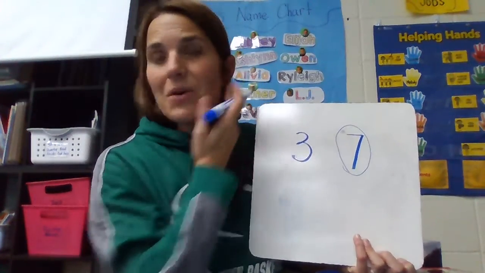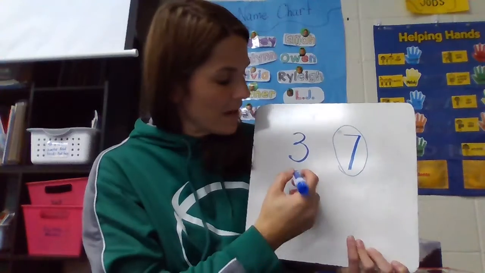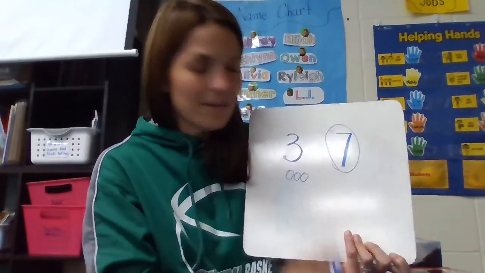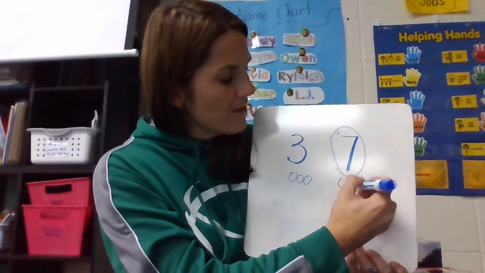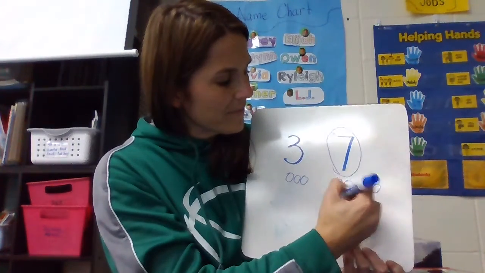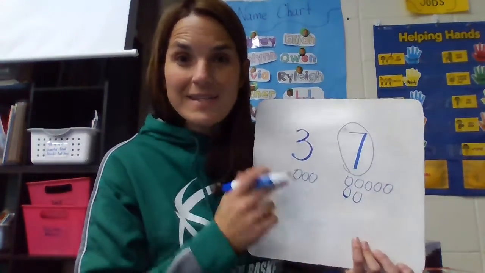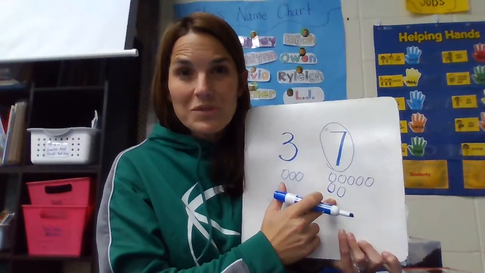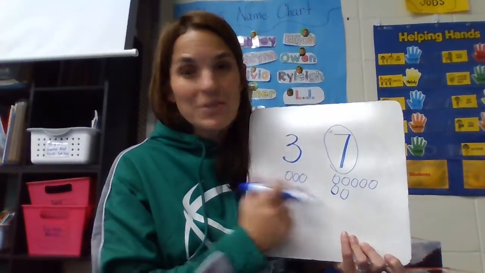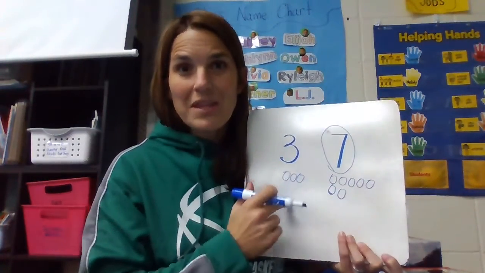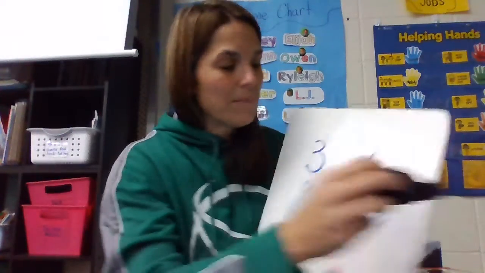And one way that I could know that is I could draw it. So I could draw 3 here, and then I could draw 7 over here. And with my eyes, I can see that there is definitely more circles here than there are here. So 7 is greater than 3. Let's try another one.